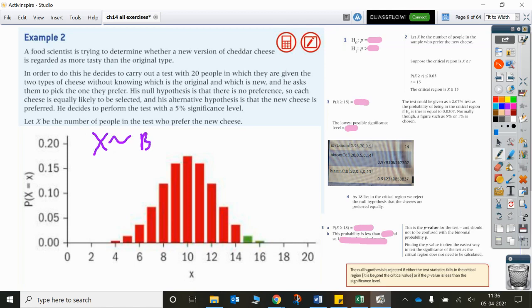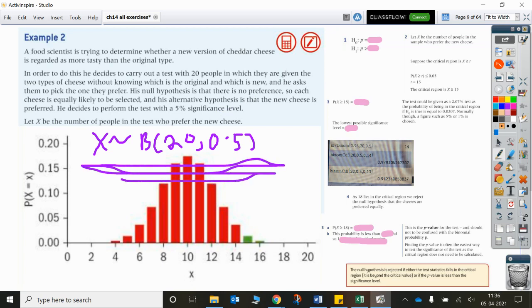So x is binomially distributed with n is 20, and the probability of choosing one or the other, so success or failure, is 0.5. Okay, and in this case it says let x be the number of people who prefer the new cheese. So this is 0.5 preferring the new cheese. Okay, so this is the null hypothesis. This is the old idea. The alternative hypothesis is that, in fact, the 0.5 is wrong, that the new cheese is tastier, and so the probability of picking that new cheese is going to be bigger than 0.5.